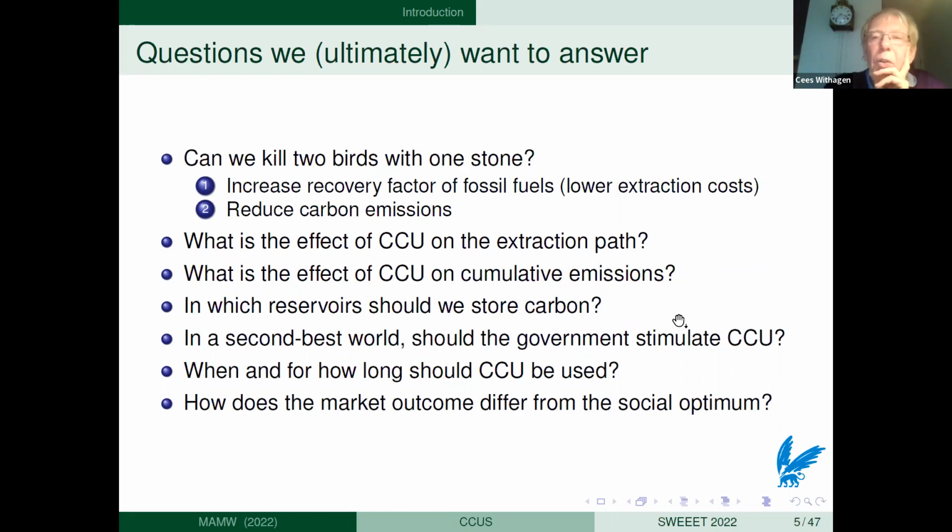What should the government do to achieve the goals? Can the government stimulate carbon capture and utilization? And if so, for how long should this be done? And of course, we want to know also how the market outcome differs from the social optimum, because this will guide the government in designing its optimal policy.